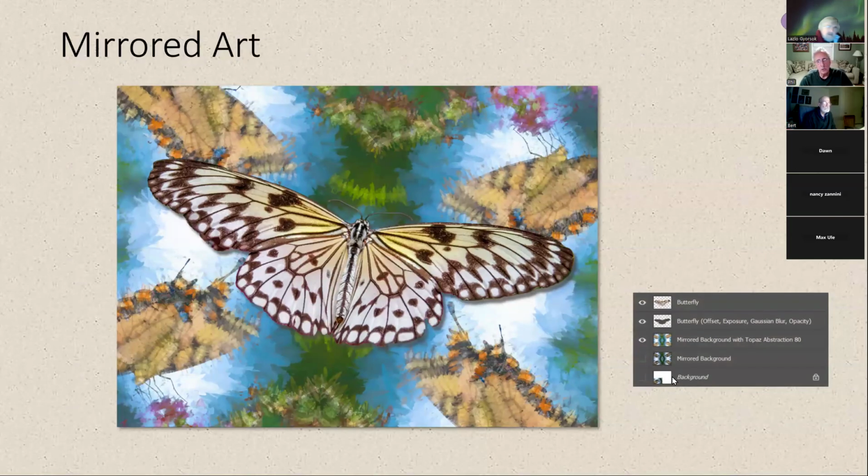So again, the layers would look like this. This was my starting layer with my butterfly. I mirrored the background. Then I brought that in to Topaz and I used this abstraction effect. I added my butterfly up on top. I created a duplicate layer for the butterfly and then offset it, meaning I just shifted it a little bit, and changed the exposure, the Gaussian blur, and the opacity, so it gives it this nice shadow effect.